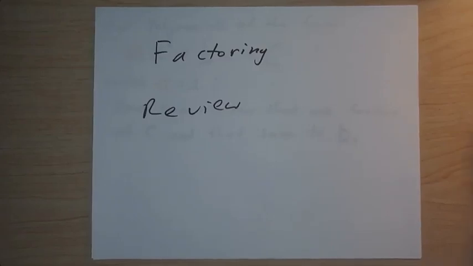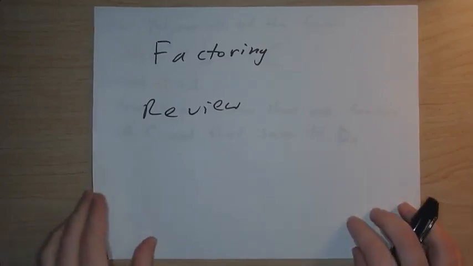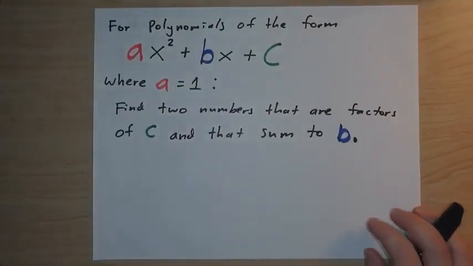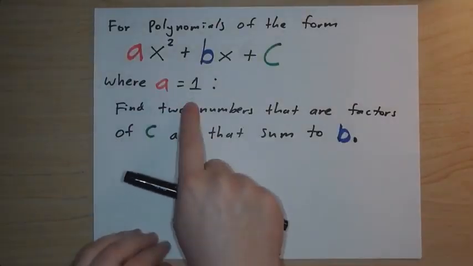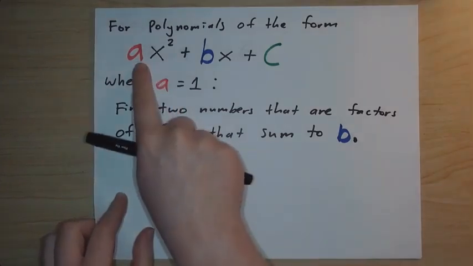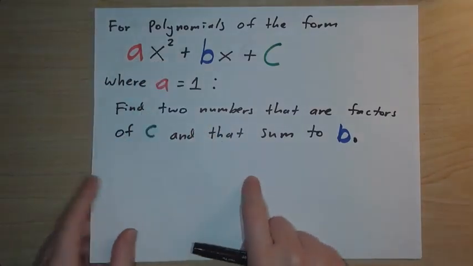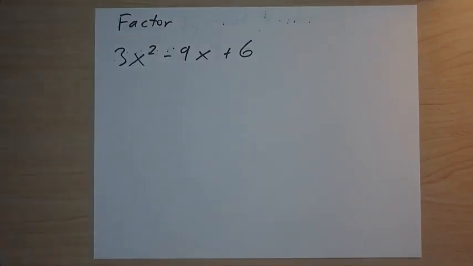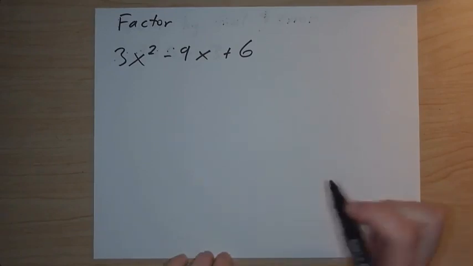Welcome back to the factoring review. Last time we factored polynomials where a was 1. We're going to move on and see what happens when there's no longer just a 1 before x squared. So the first type you might see is 3x squared minus 9x plus 6.